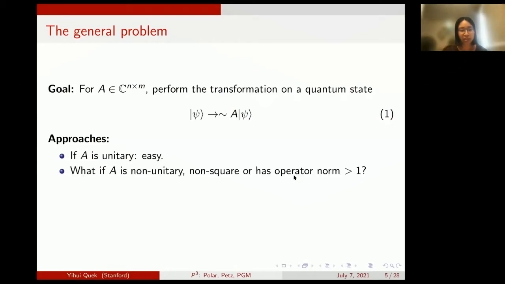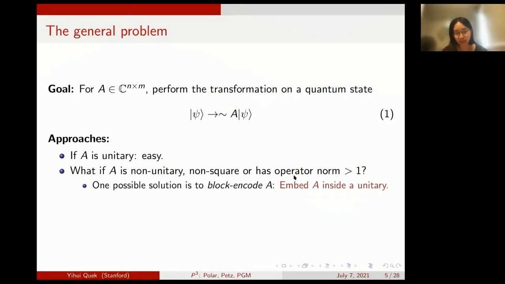However, we are actually also able to do this in the case when A is non-unitary, non-square, or has operator norm greater than 1. And the approach advocated by the quantum singular value transformation is to embed this matrix A inside a unitary and then evolve with the unitary. When you have A inside a unitary, we call this a block encoding of A. And I'll actually show what the unitary looks like on the next slide.